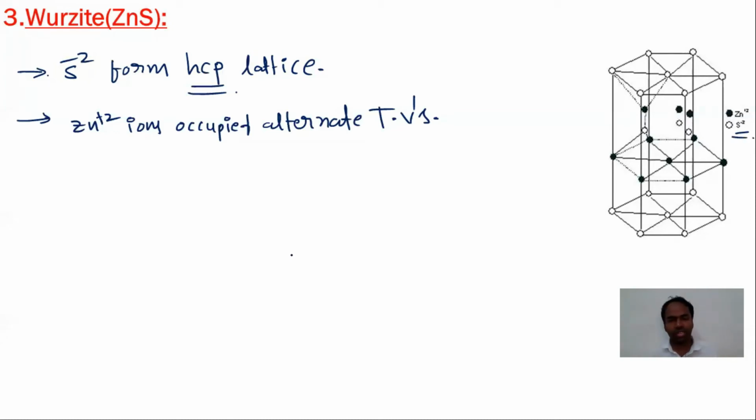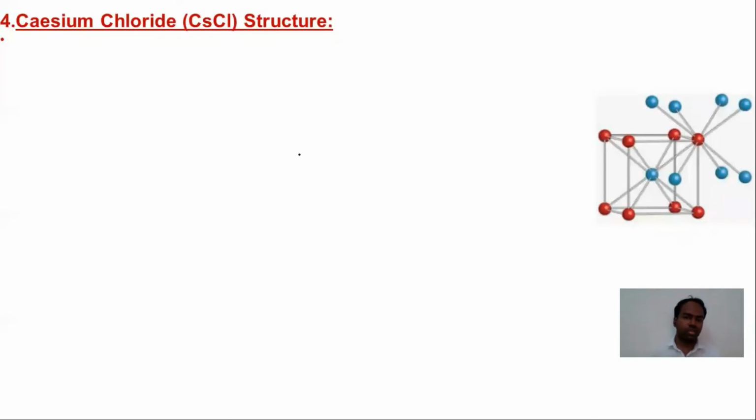The next one is the cesium chloride structure. It has a body-centered cubic structure. I will tell you how. For Na⁺, what is the radius ratio? It is 0.5 here. From top to bottom, when you go from Na⁺ to Cs⁺, the size increases.